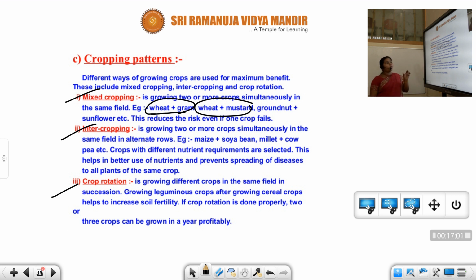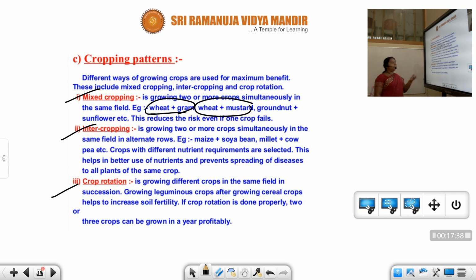Intercropping is growing two or more crops simultaneously in the same field in alternate rows. So they'll be following particular rows for the crops. Example, maize and soybean, millet, cowpea, etc. Crops with different nutrient requirements are selected in this. One more important point: the crops chosen for intercropping, in what way should they be selected? They need to be selected based on their nutritional requirements. Okay, understand? And this helps the better use of nutrients and prevents the spread of diseases from one plant to the other plant.